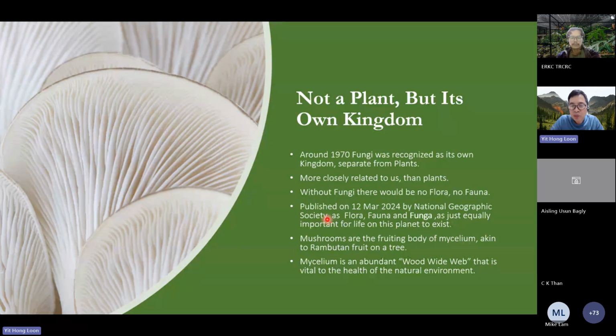So a mushroom is something like a rambutan fruit on a tree. The tree is the fungus, or the mycelium network, and the rambutan fruit is the mushroom.